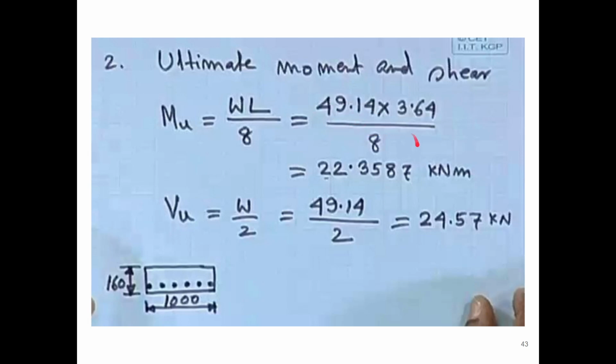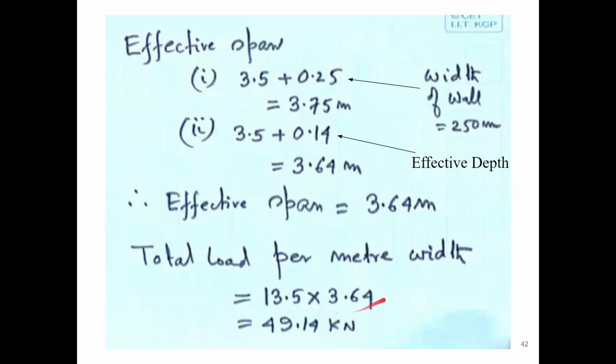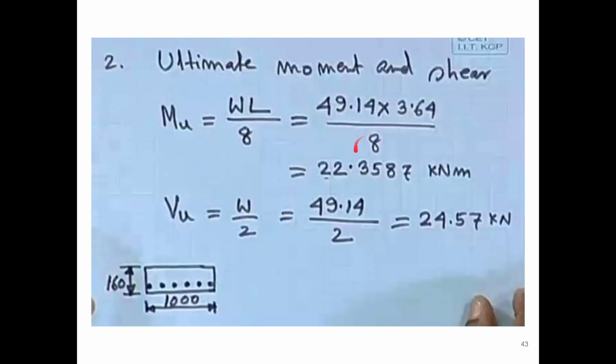So it will be 49.14 into 3.64, where 3.64 is the span, divided by 8. So this comes out to be 22.3587 kilonewton meter. And Vu will similarly be WL by 2 or capital W by 2. So capital W is 49.14 divided by 2, which is 24.57 kilonewton. This is the cross section, 1000 is the width and 160 is the total depth. So Vu will be W by 2, that is 24.57 kilonewton.